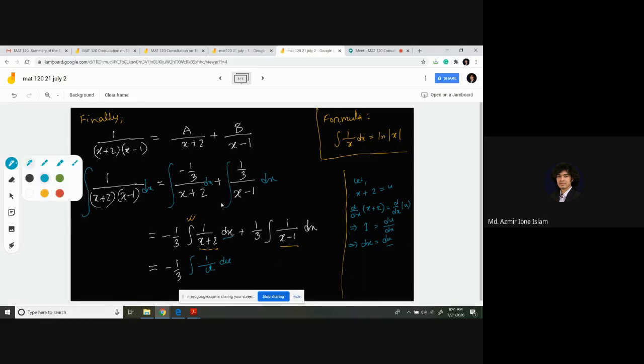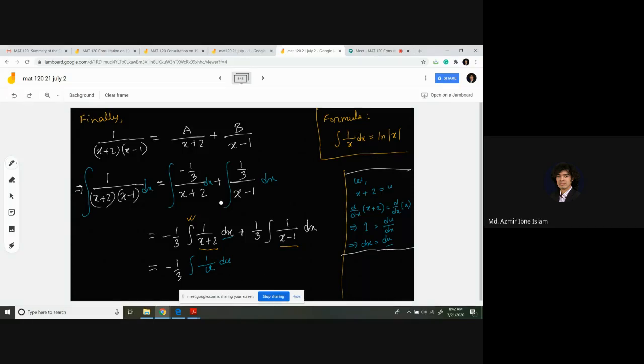Similarly for the second one, you don't need to show all these steps. I can directly write the answer. It is natural log of modulus x plus 2, and here we have 1 over 3 natural log of modulus x minus 1. But since you are beginners for the Math 120 course, that's why I am going to describe the things.